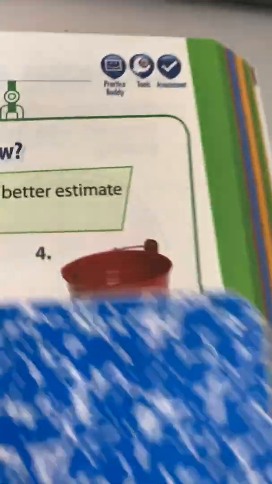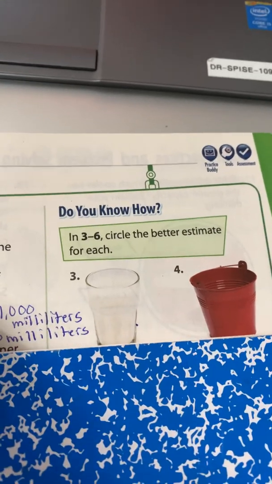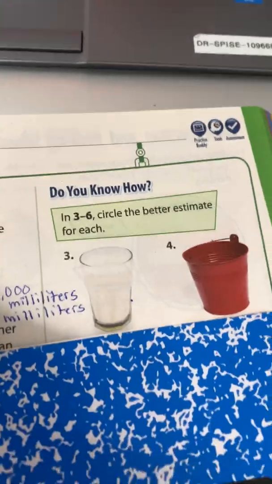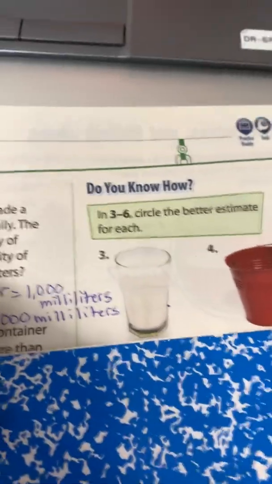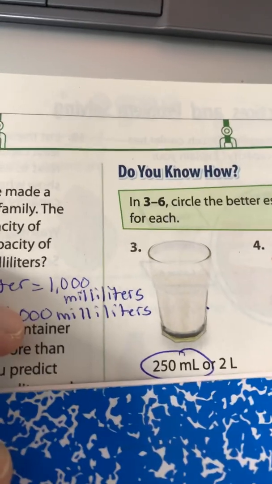Number 3 through 6. Circle the better estimate for each. Well, we have a glass. I just showed you a glass, and our 2 choices are 250 milliliters or 2 liters. And I'm hoping you're all saying, circle the 250, Mr. Shermer. You are correct. 250 milliliters.